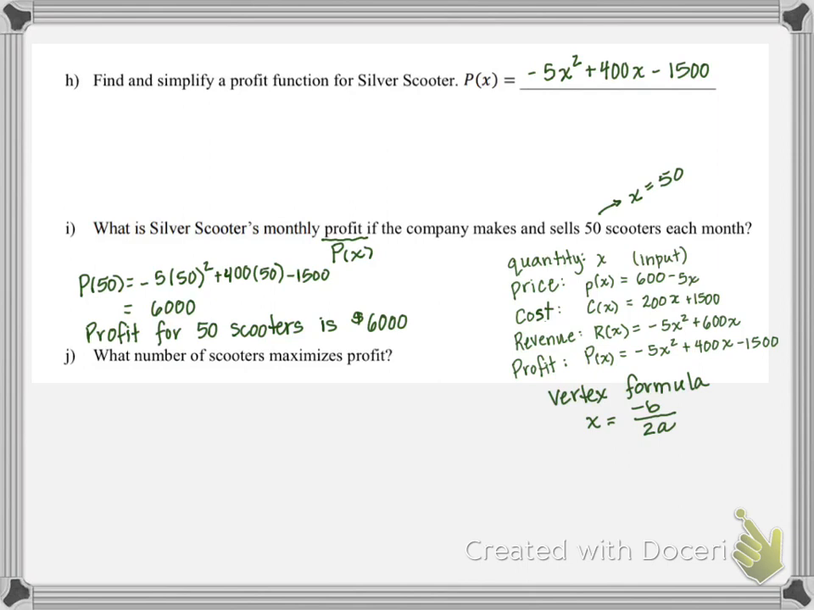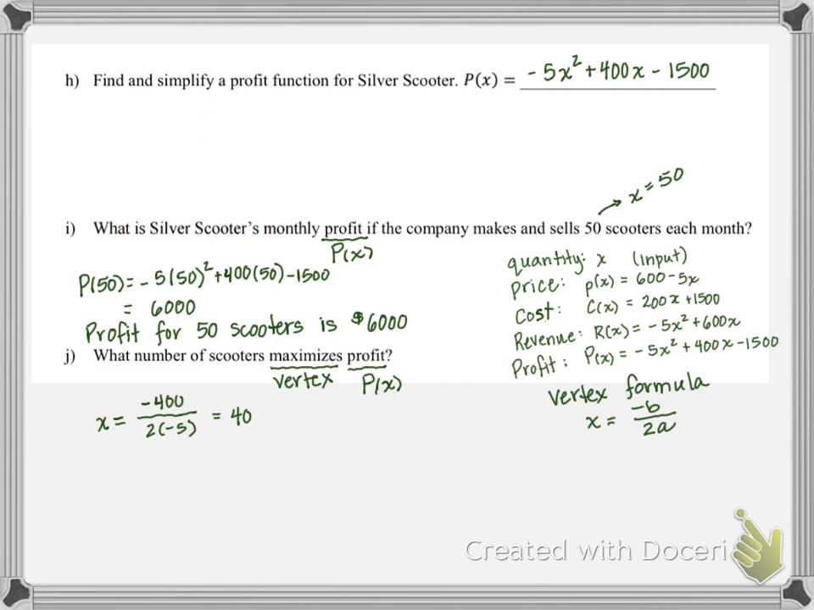Nina, for part J, what function should I use? So I'm trying to maximize profit, which means that the output of the function I use has to be profit. So we'll use that profit function, P of x. And Trey, what do I want to do with my profit function? You need to use negative b over 2a. So I want to find the vertex. X equals negative b over 2a. Because we see the word maximizes, I want to find the vertex. So we have x equals negative b, so negative 400, over 2 times negative 5, which is 40.